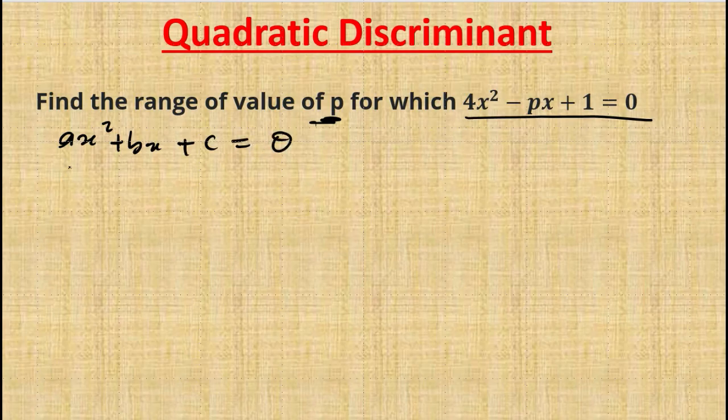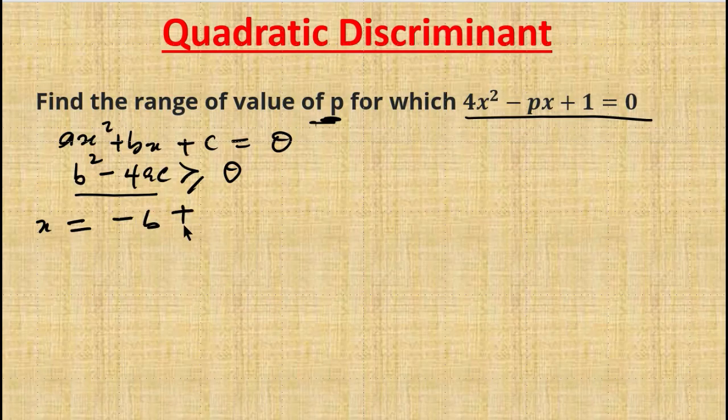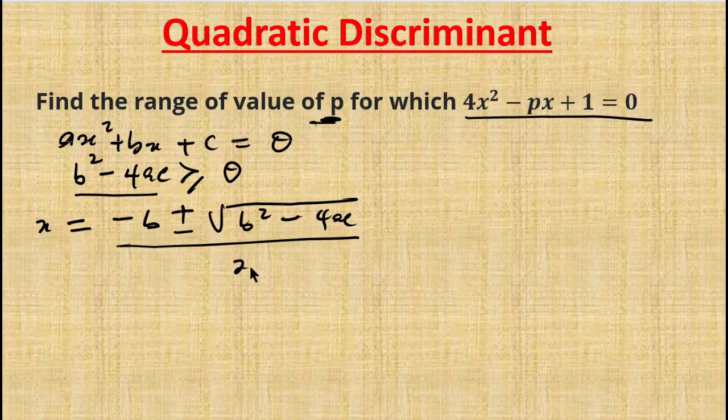For this quadratic equation to have real values, b squared minus 4ac must be greater than or equal to 0. Actually, this b squared minus 4ac, you remember, is from the formula that says x is equal to minus b plus or minus the square root of b squared minus 4ac all over 2a.